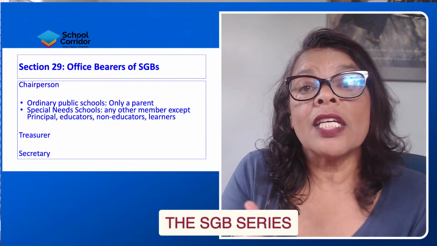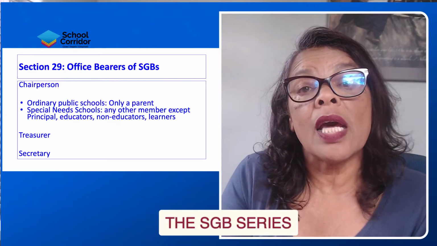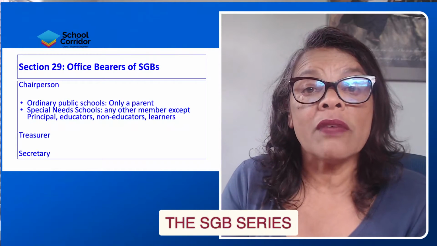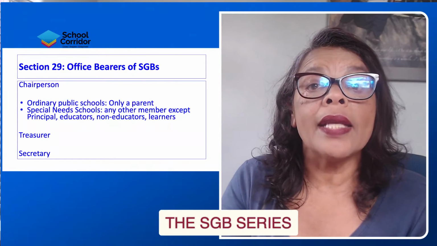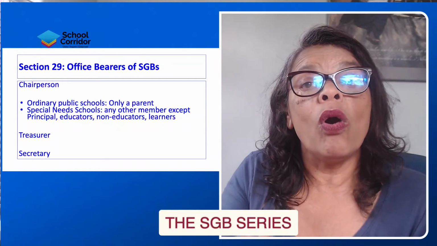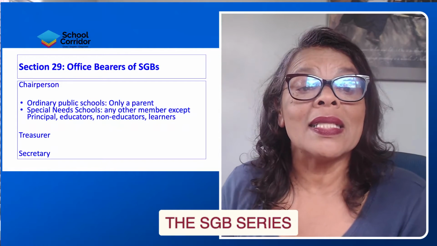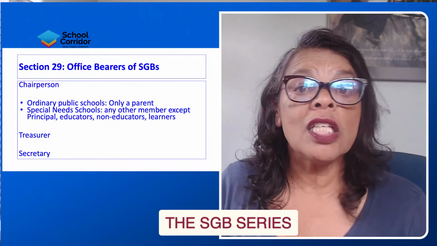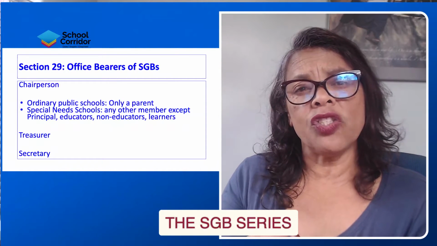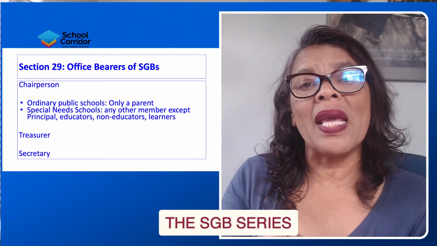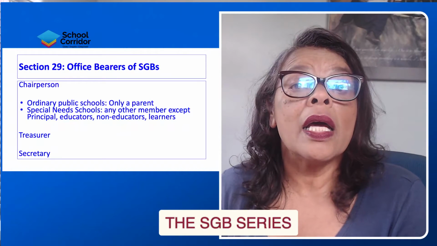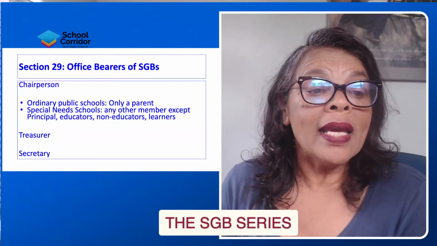There is that relaxation or that provision in the Act, where if you don't have a parent who is able to be the chairperson of the school governing body, you can elect the chairperson from one of the other governing body members who belong to the various organizations that serve your school. Okay, and then of course the treasurer, that is pretty straightforward, and a secretary. So most SGBs have quite a few office bearers, but those are the minimum office bearing positions that you must comply with according to the Act. Okay, so we're done with that.